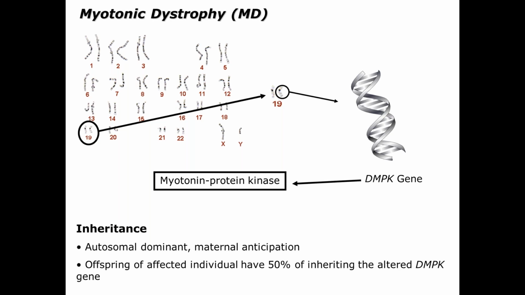So if somebody has myotonic dystrophy, every child that they have has a 50-50 chance of inheriting this gene change. Every child they have also has a 50-50 chance of inheriting the gene that doesn't have the gene change. If a child doesn't inherit that gene change, they don't have myotonic dystrophy, and they cannot pass it on to their children. If they do inherit it, then it's a 50-50 chance that they pass it on to their children.